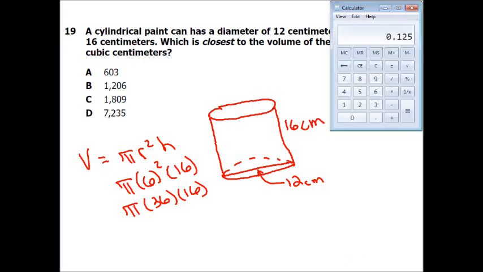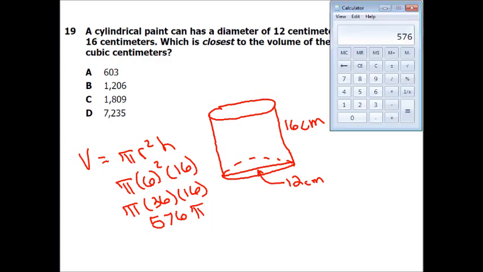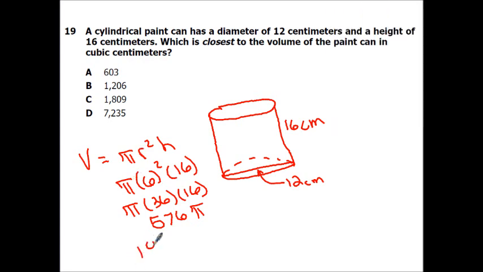So we can get our calculator out here. And we'll go 36 times 16. So we got 576. So right now I got 576 times pi. And just to make things simple, we're just going to call pi 3.14. So we'll go times 3.14 equals 1,808.64. And remember, volume, we always do cubic units. So they asked which one's closest, so they just rounded to the nearest whole. So it'd be 1,809.